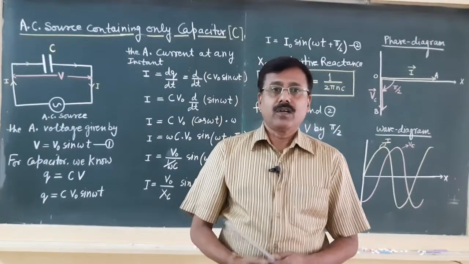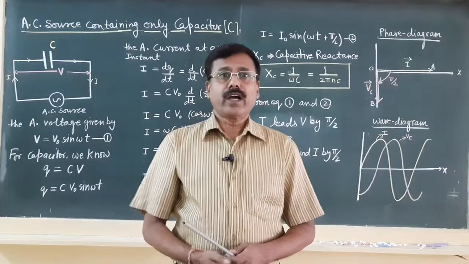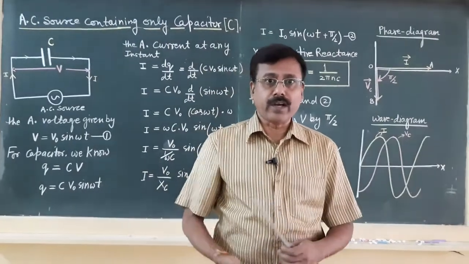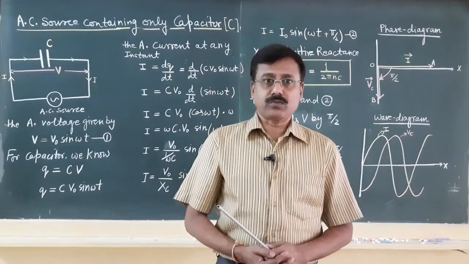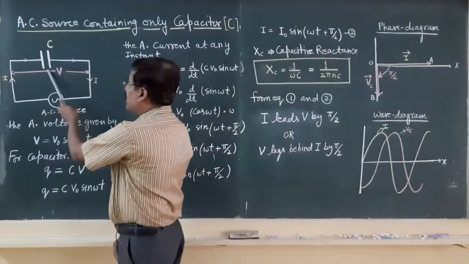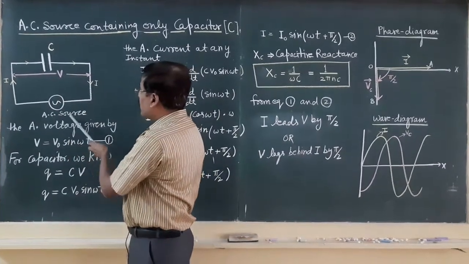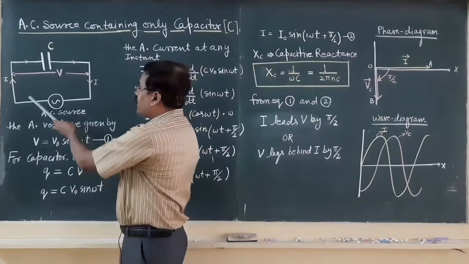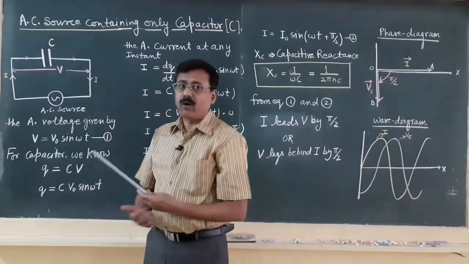Discuss the phase relation between alternating current and alternating voltage provided only the capacitor is connected across AC source. So, in the circuit diagram, this is the capacitor of capacitance capital C connected across AC source. I is the current flowing through it and V is the potential drop.